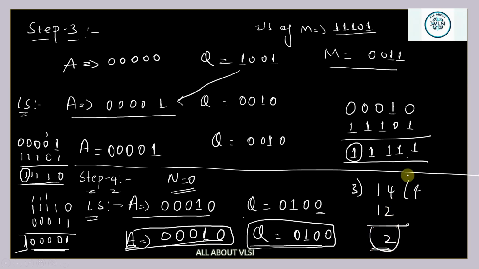So this is how we perform the restoring division algorithm, where if your accumulator is negative, you restore the previous value, but if your accumulator value is positive, you continue with that particular value itself. So that's about this particular session.